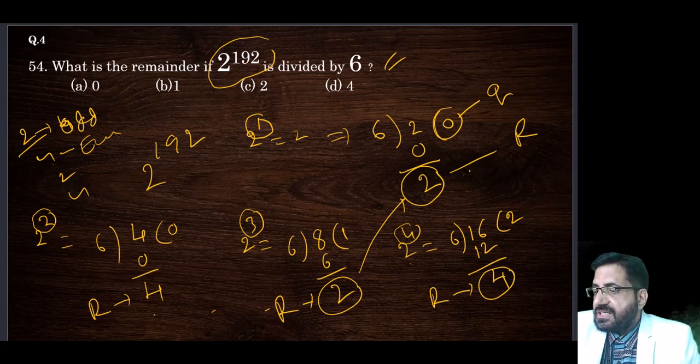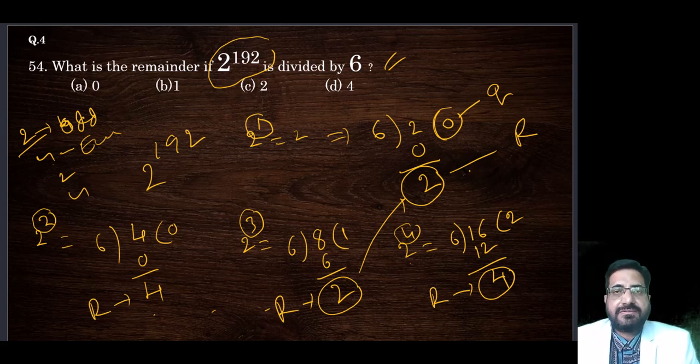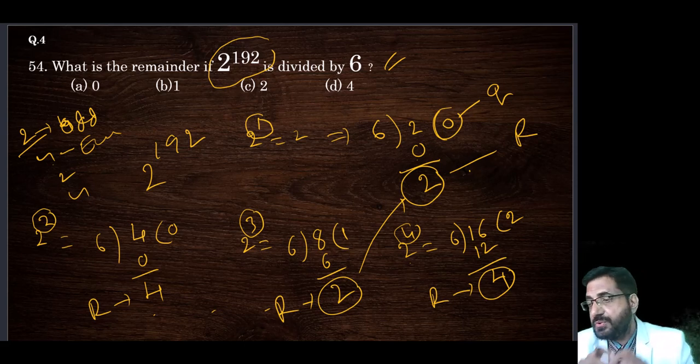So, what is 192? Is it odd or even? Straight away, even. Even numbers are those numbers which are divisible by 2. So, 192 is divisible by 2, so it is an even number. It is the power of 2 here. So, whenever the power of 2 is even, what should you get?